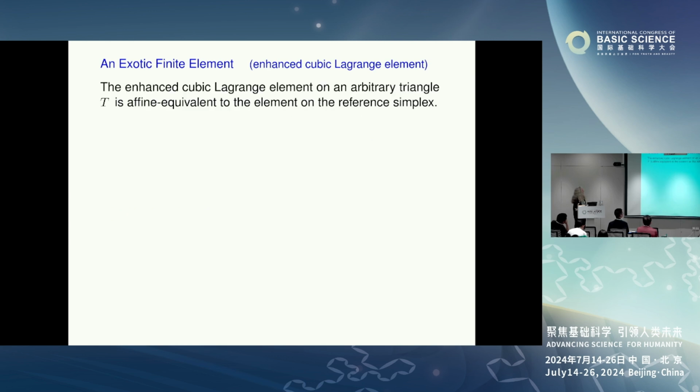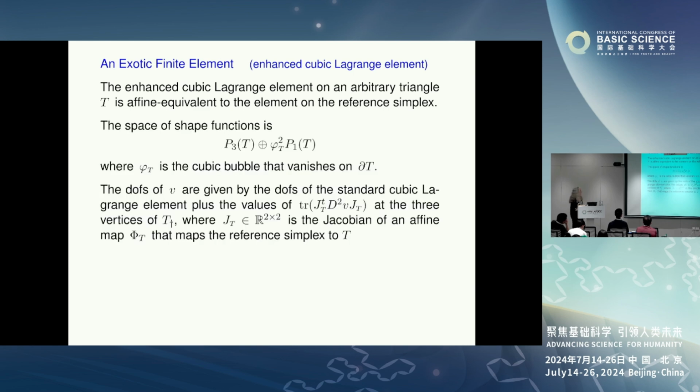So the enhanced cubic Lagrange element on an arbitrary triangle T is affine equivalent to the element on the reference simplex. The space of shape functions is the direct sum of the cubic polynomial and the product of the P1 polynomial and the square of the bubble function. The degrees of freedom consist of the degrees of freedom for the standard cubic Lagrange element together with the values of the trace of this matrix at the vertices of the larger triangle T dagger. So here, JT is the Jacobian of an affine map phi T that maps the reference simplex to T.